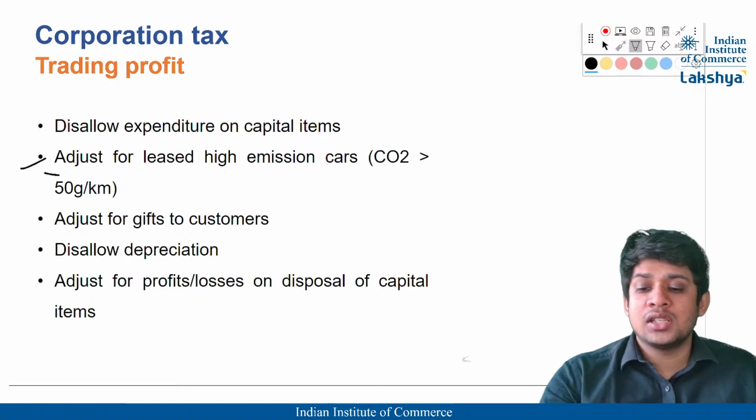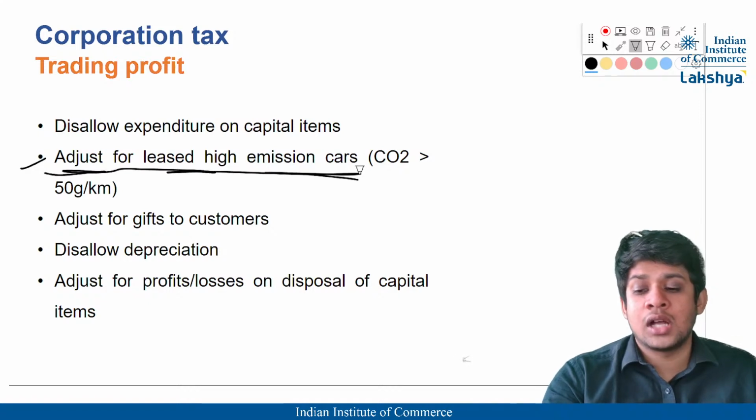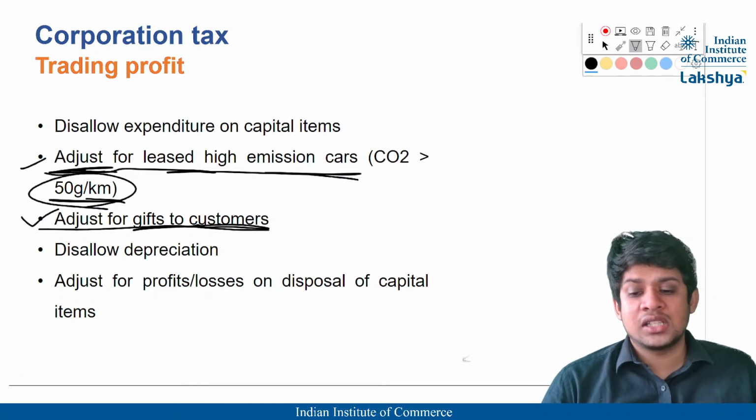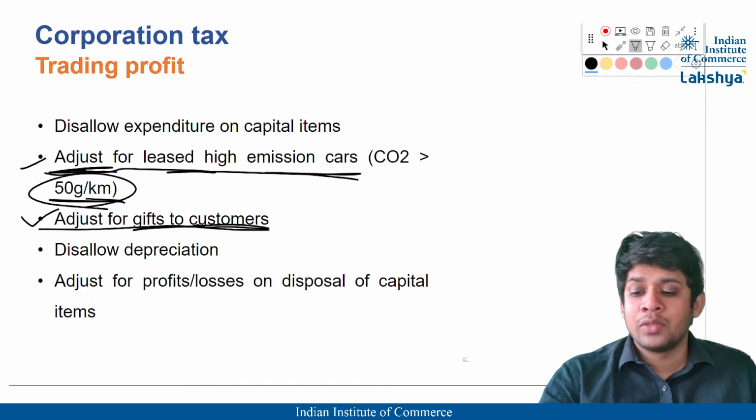Then adjust any leased high emission cars which have a CO2 emission above 50 grams per kilometer. So technically, if those cars are leased, then in such a case you have to make an adjustment. That means you have to add it back. Okay. Then adjust for gifts to customers. If you are gifting your customers, obviously that will be added back.